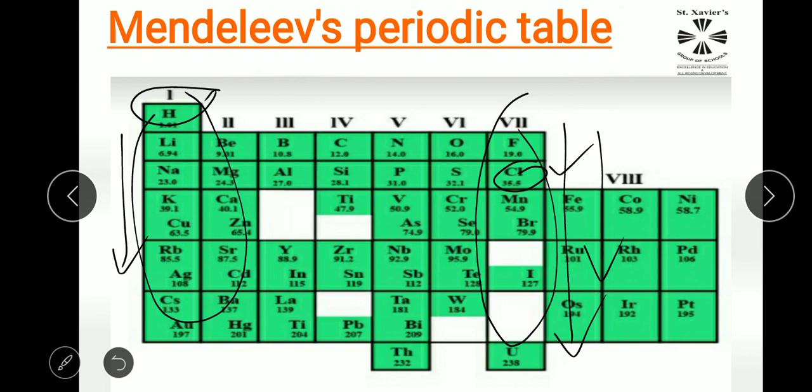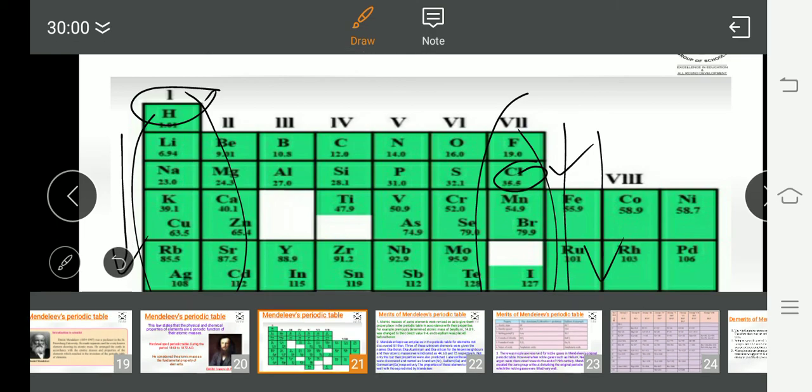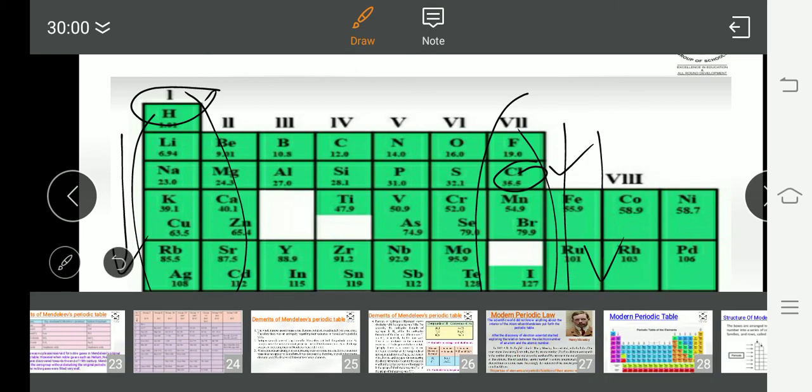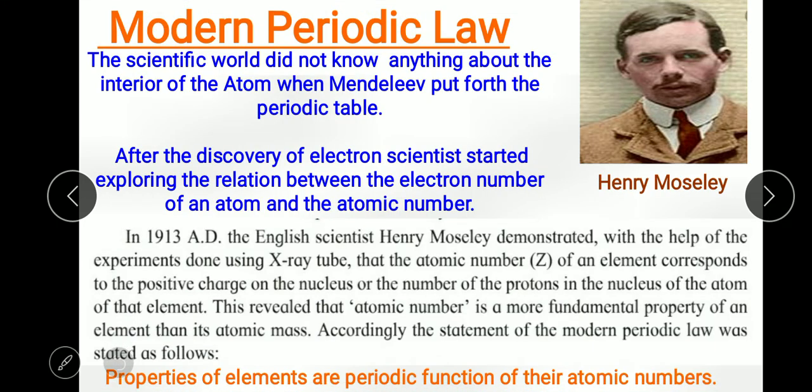And this was again a demerit, and because of these demerits, students, the law was rejected and a new theory came forward. This theory was given by the scientist Henry Moseley, students. Here you can see the image of Henry Moseley. In the next lecture, students, we will continue with the modern periodic law under the scientist Henry Moseley. So for today, I'll stop my lecture here only.